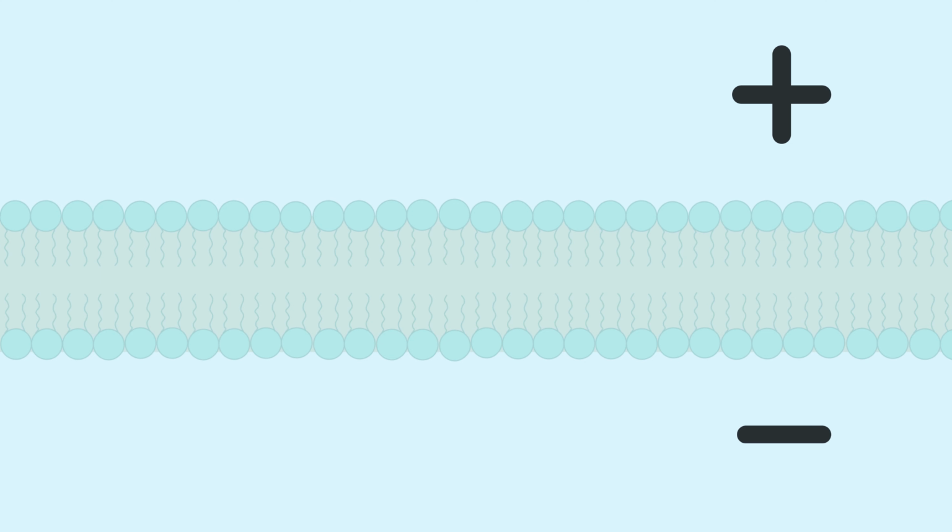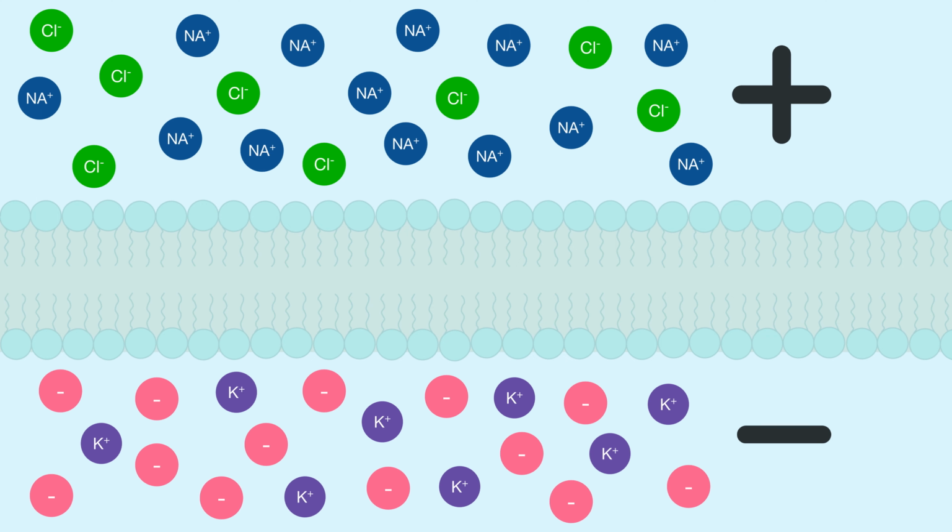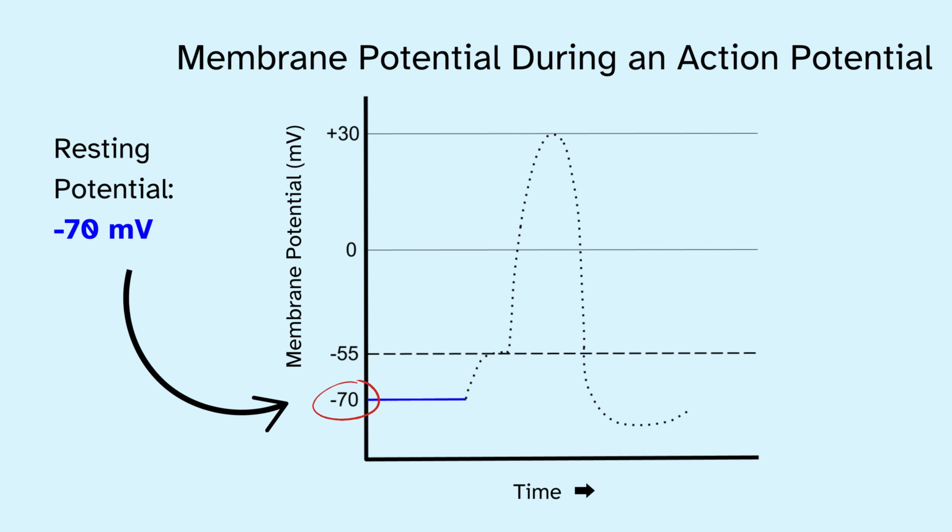the neuron. When a neuron is at rest, the outside is more positive with more positive sodium ions than negative chloride ions. The inside of the neuron is more negative with more negative anions than positive potassium ions. The membrane potential is usually negative 70 millivolts.